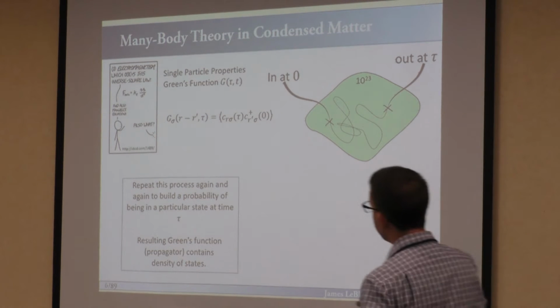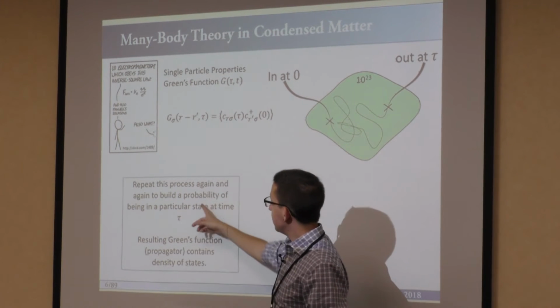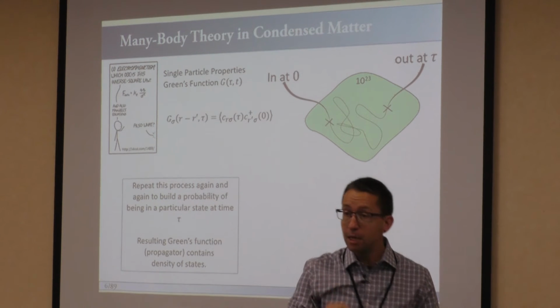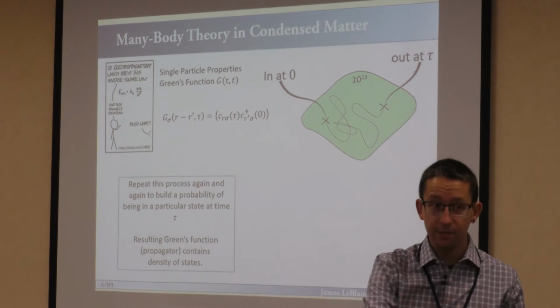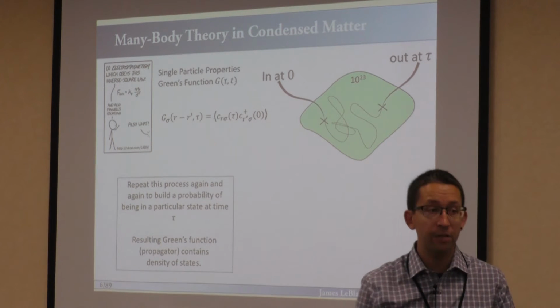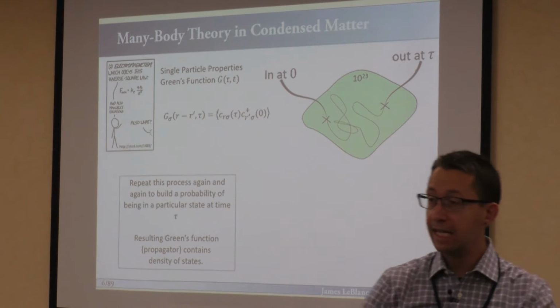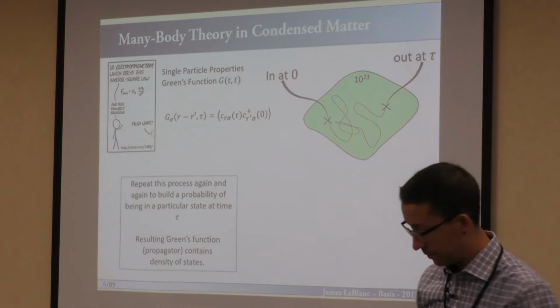And if you repeat this process of putting the particle in and pulling it out, again and again to build a probability of being in a particular final state at a certain time, then this gives you all the information you need to understand the density of states of your system. Okay? You understand exactly how things propagate in your system.